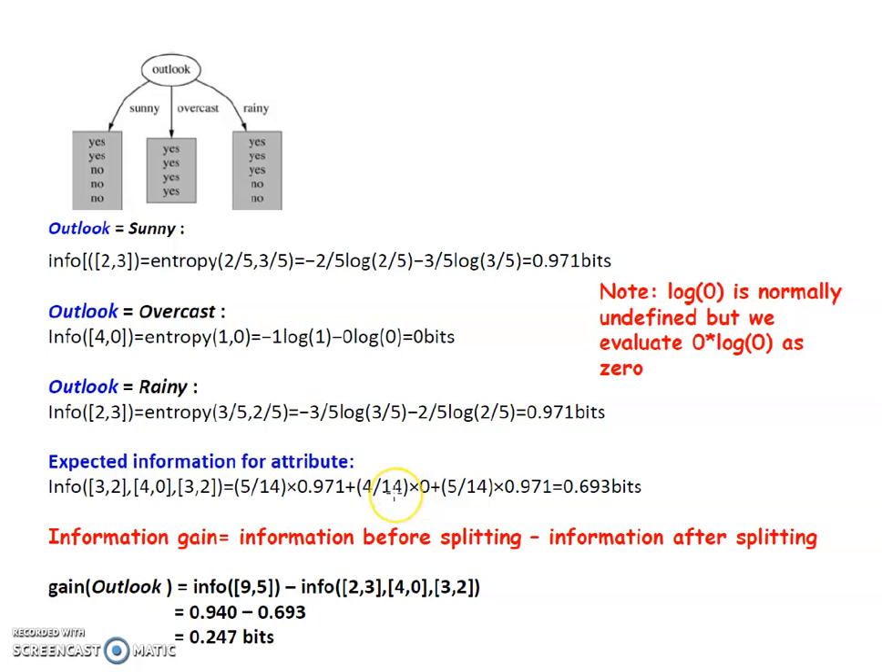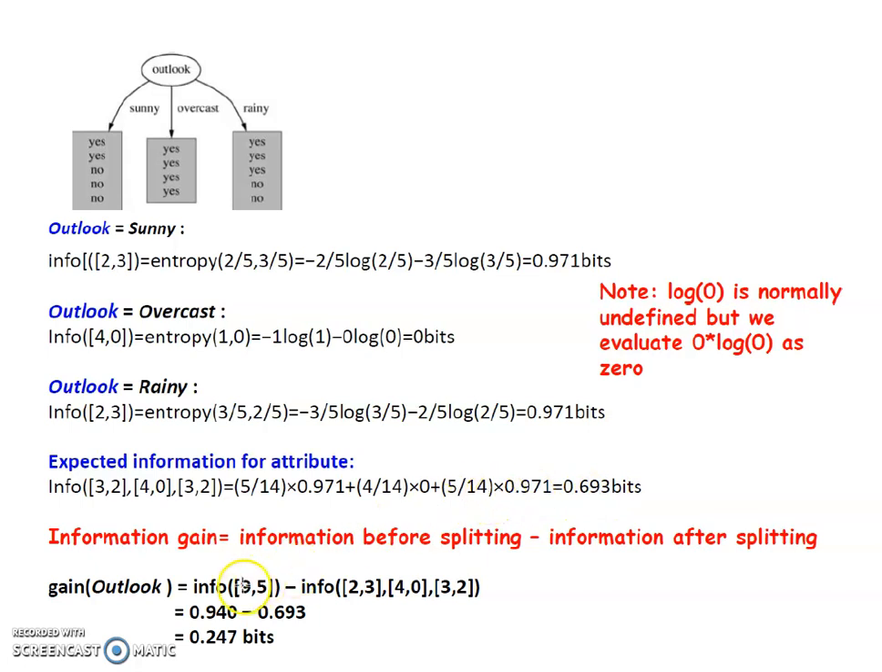And 4 by 14 for overcast, since 4 is the total number of positive cases and the entropy is 0, and it is a sigma. Plus we have 5 instances for rainy, and what is the entropy? When we calculate it, we have the expected information for the attribute Outlook.